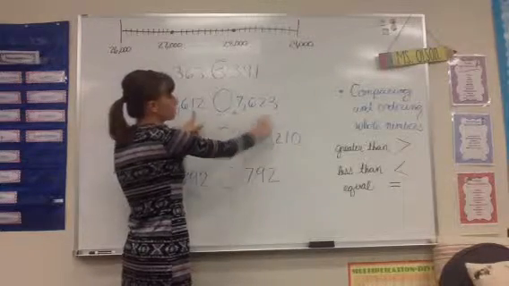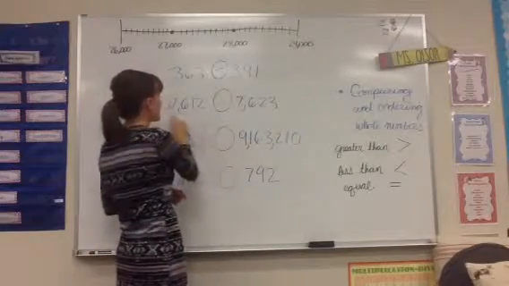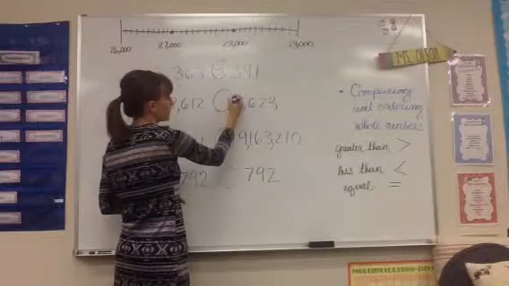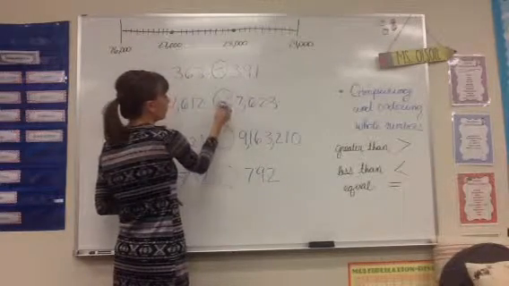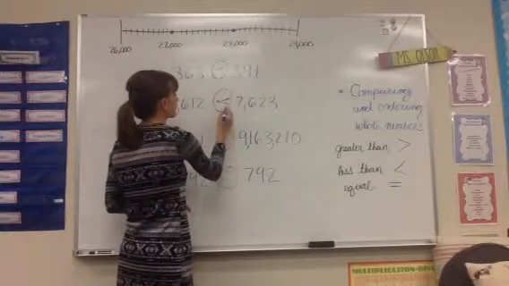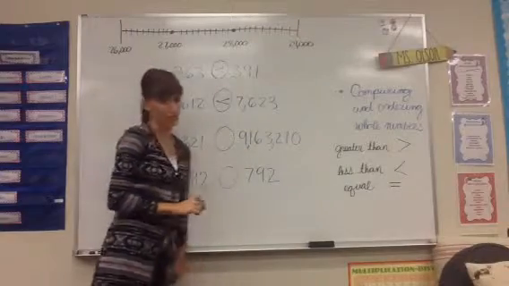So this number, 7,623, is greater than 7,612. So again, you're going to do 2 dots by the greater number, 1 by the lesser, and you connect them. Down here, we're going to do the same thing.